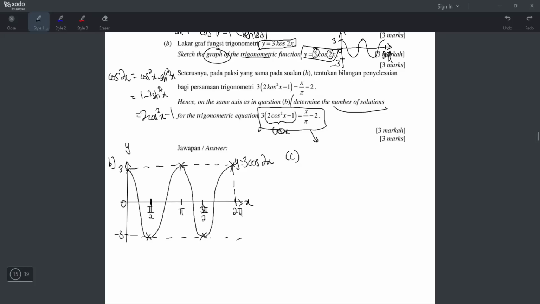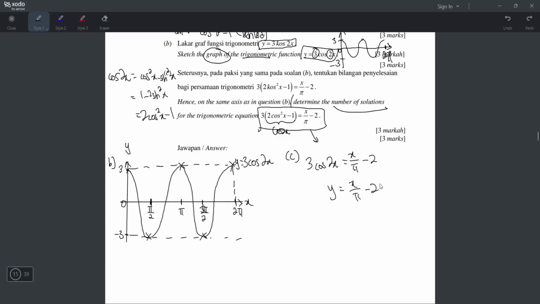So dia akan jadi apa? 2 cos square x minus 1 boleh tukar jadi cos 2x. So cos 2x equals x over pi minus 2. And kenapa saya buat macam tu? Because I want to replace this with y later. So now it becomes y equals x over pi minus 2, and saya sudah berjaya dapatkan saya punya equation of the new graph.